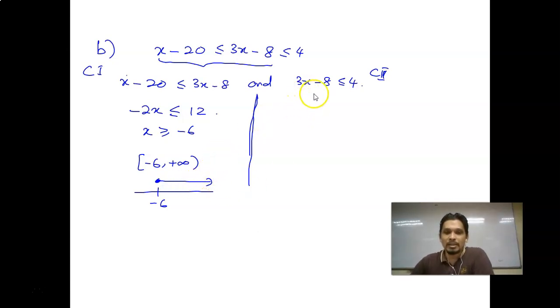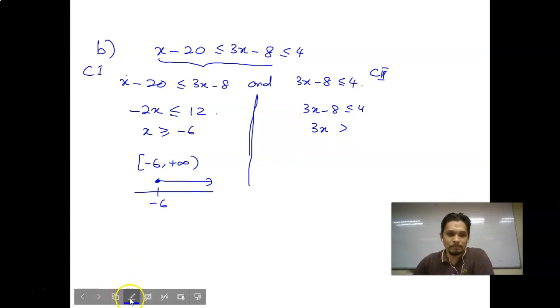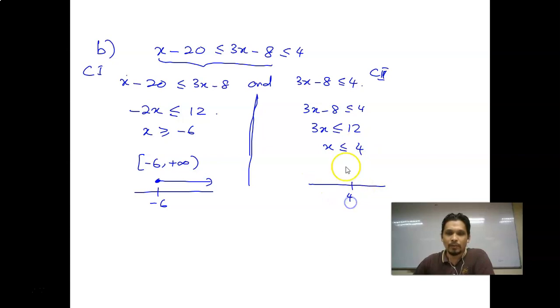And this one here, 3x minus 8 less than or equal to 4. Then 3x greater than, nope, not greater than, 3x less than or equal to, negative 8 to the other side becomes positive, so 4 plus 8 equals 12. Then x less than or equal to 12 divided by 3, which equals 4. So x is less than or equal to 4.